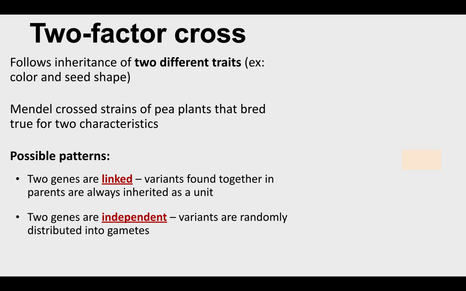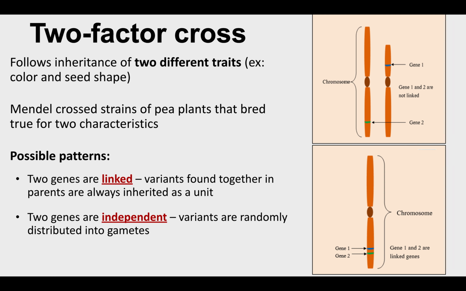We'll talk about that a little bit further. But the other possibility is that these genes are independent, which so far has been most of what we have seen in lecture and lab. They're independent. They're going to be randomly distributed into gametes. They don't have to be inherited as a unit.